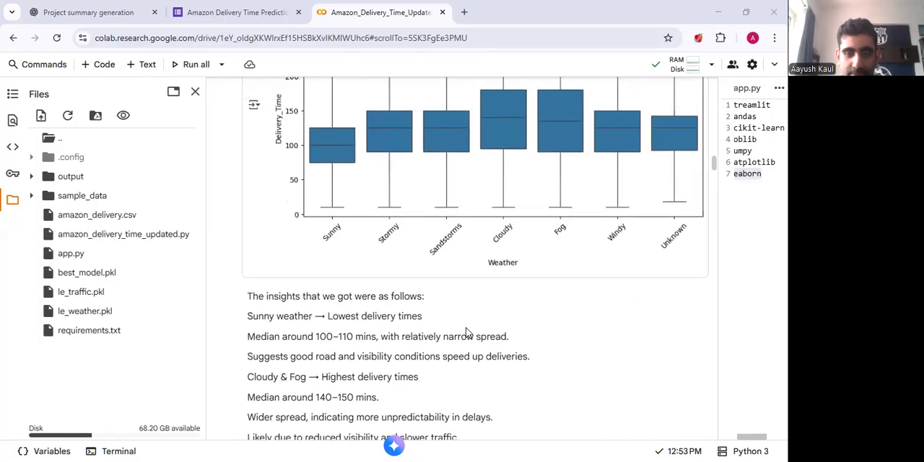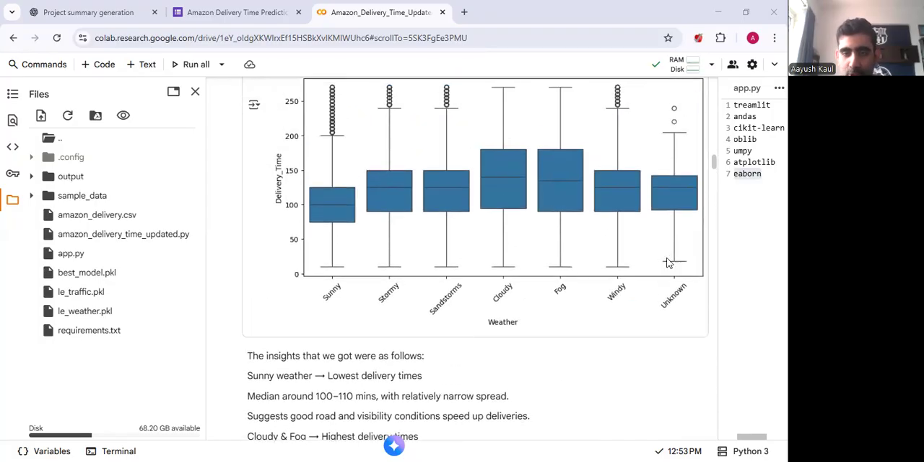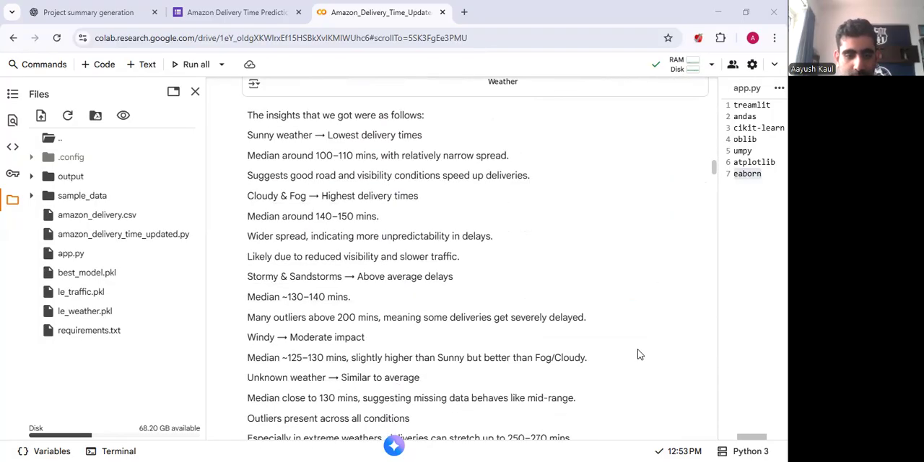Next, we see windy weather. Here there is moderate impact. The median is around 125 to 130 minutes, slightly higher than sunny, but better than foggy and cloudy.